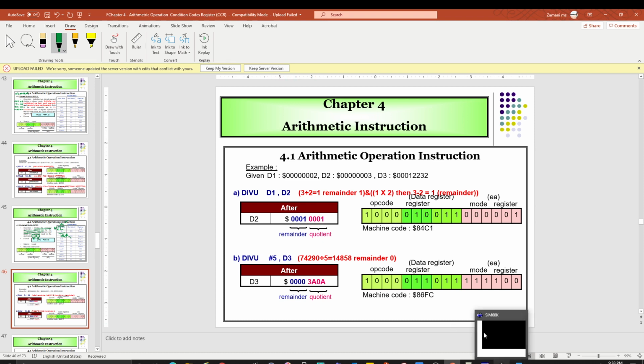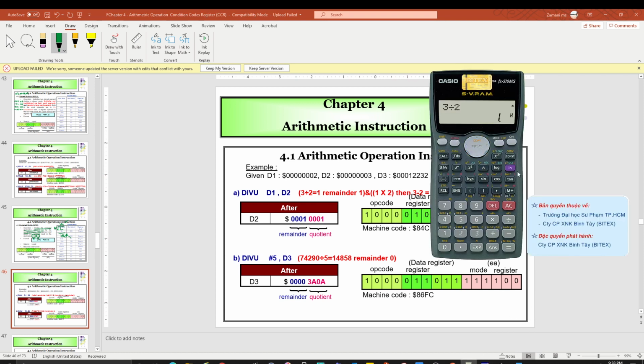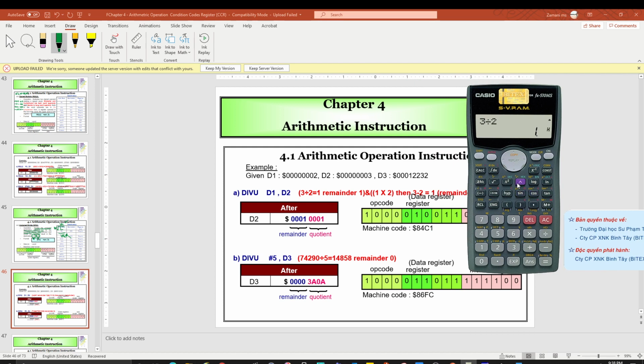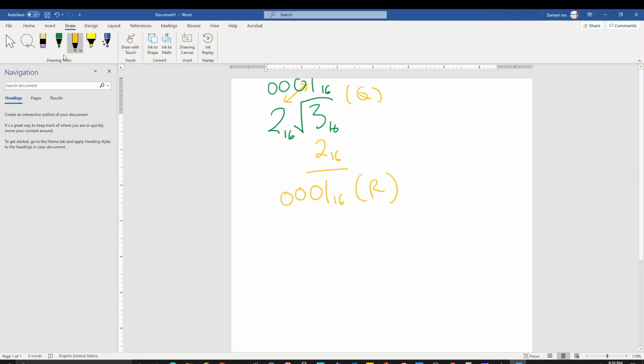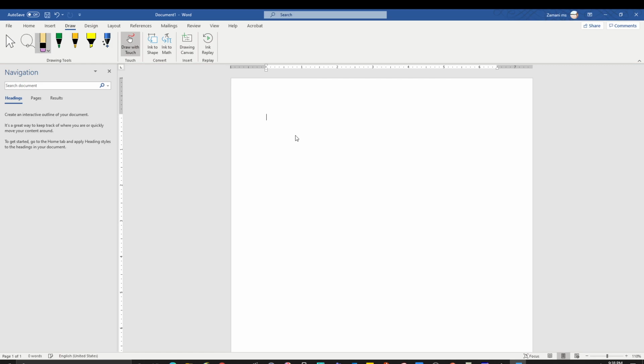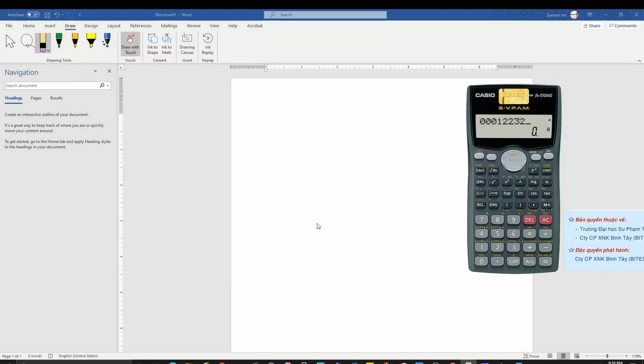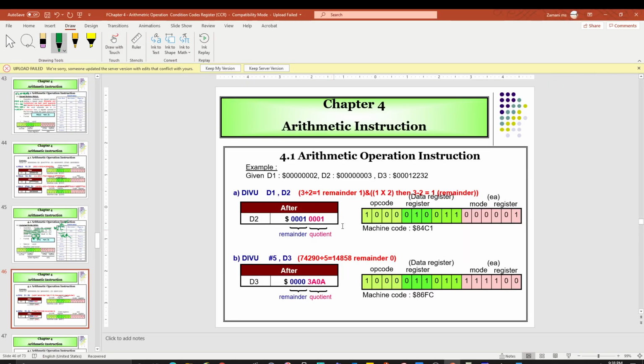D3 divided by 5. D3 is given as this whole long word 000122232. So let's look at the calculator again. 000122232 divided by 5. So just use this one again. One, two, two, three, two.